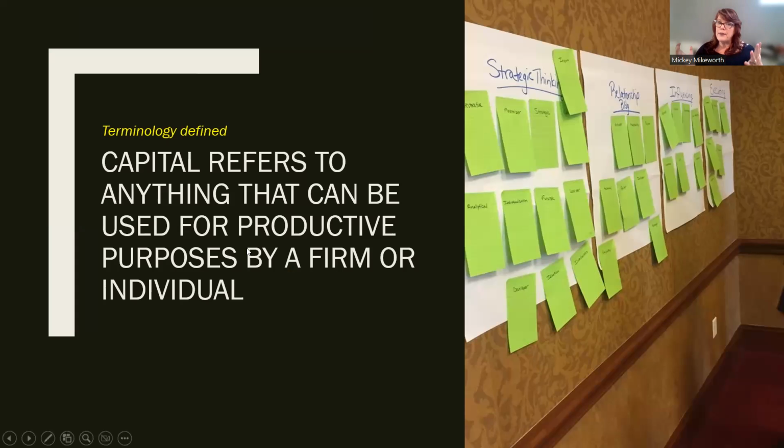Terminology. So capital refers to anything that can be used for a productive purpose. So when we talk about capital, I need you to rethink your brain on this topic. So especially when we're talking about social stuff, because there's a lot more capital in your life that you have.